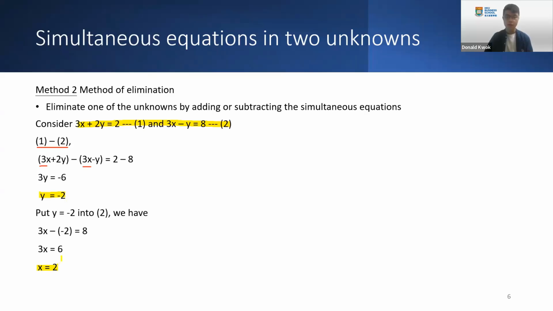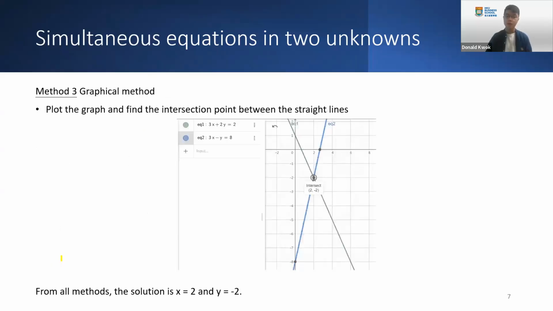All right, and finally, method 3 is to use the graphical method. What we need to do is to put the two equations of straight lines into GeoGebra, or to plot the graph on your own, and then you are able to find the intersection point between the two straight lines. Not surprisingly, we find x equals 2 and y equals -2, the same solution for these three methods.